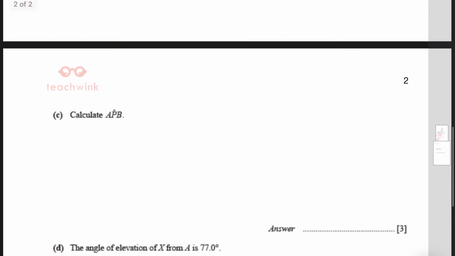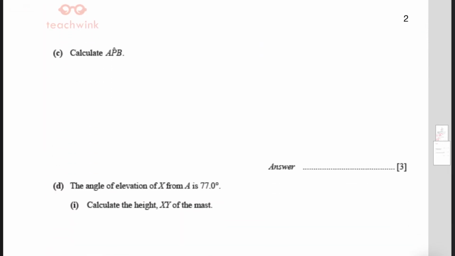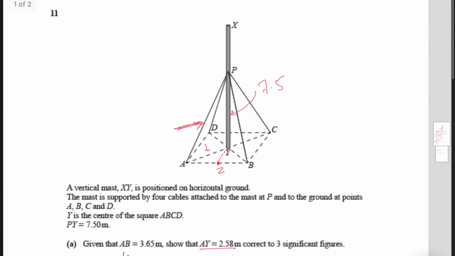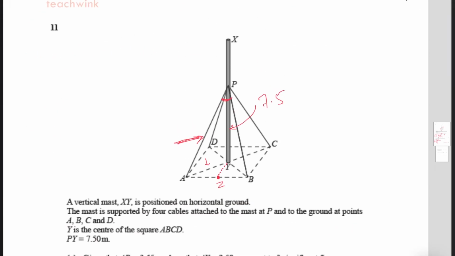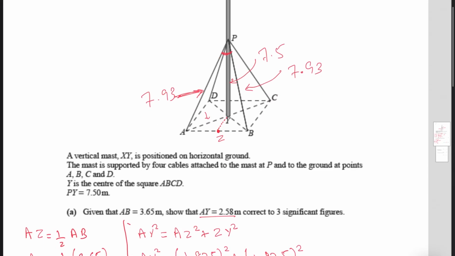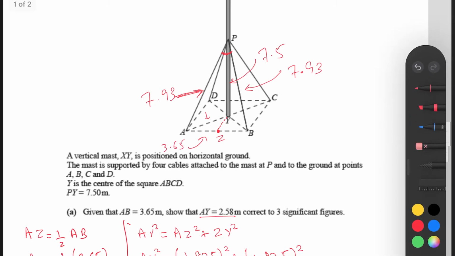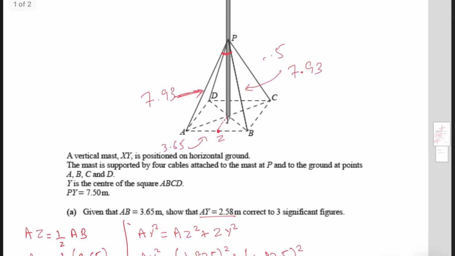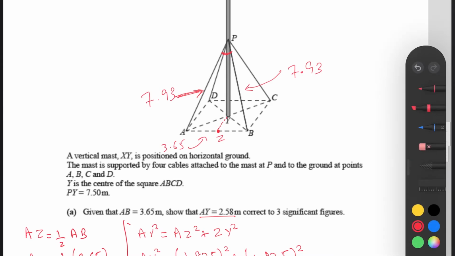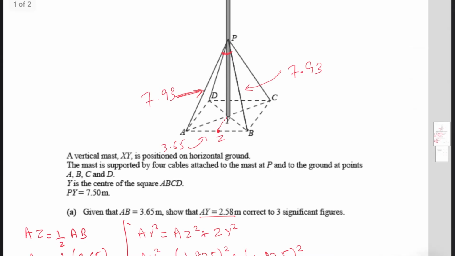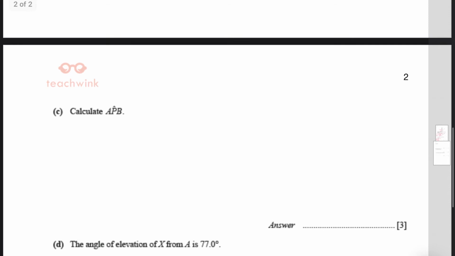Okay, let's move on. The next part says, calculate angle APB. They've asked us to find this angle right here. So since this is 7.93 and since PB is also 7.93 and AB is 3.65, and if you remove all the other stuff, we can use the cosine rule to find the angle APB. So how do we use that?